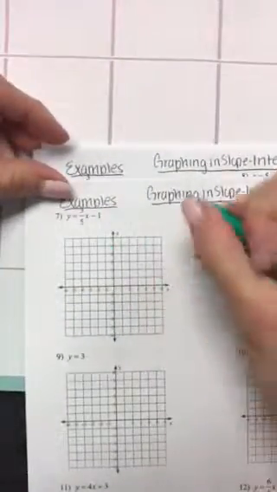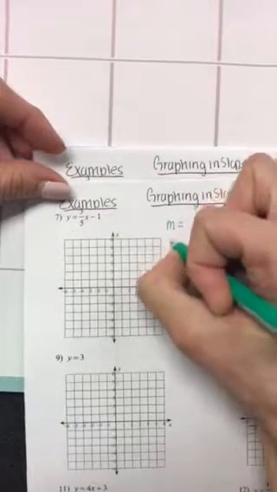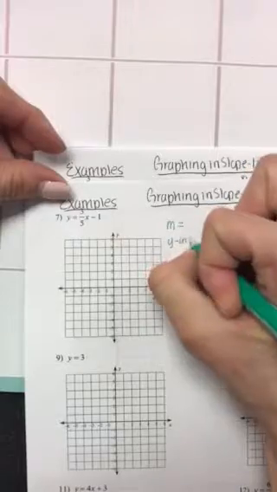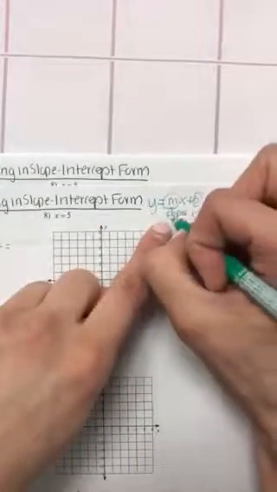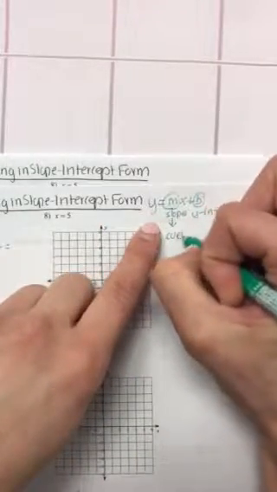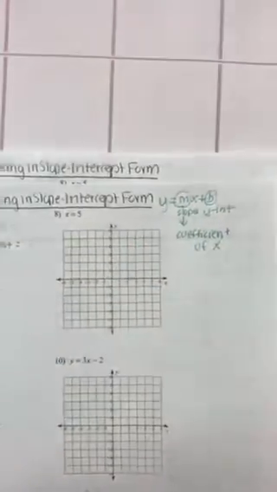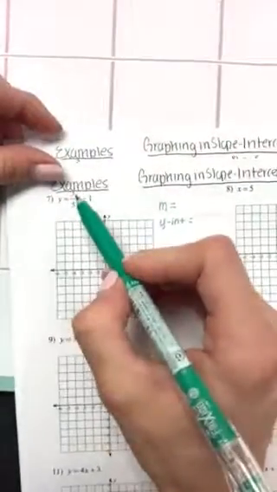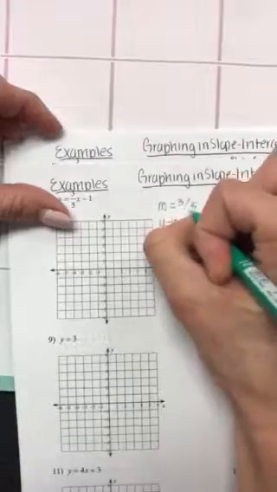Okay, so we're going to come over here to this example, and I'm going to identify my slope, which I'm going to call my m, my y-intercept, and then I'm going to draw a sketch. So my slope is always my coefficient of x. I want you to label that. Coefficient means the number in front of x. So the number in front of x here is 3/5. So I'm going to write m = 3/5.